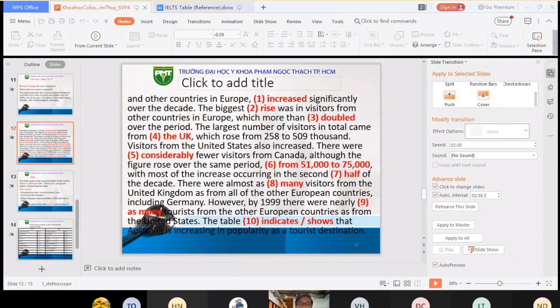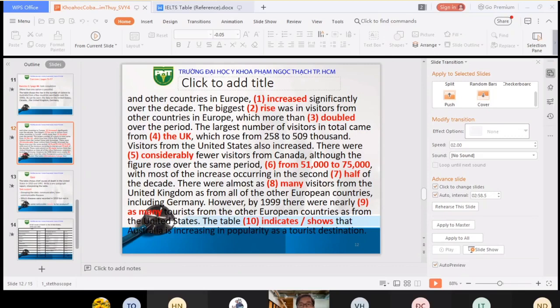So number one, increase, right? Instead of using increase, you can use rose, or climbed, went up. You can even use strong verbs like soar, or rocketed. Remember the verbs soar and rocketed can be used to show big increases. Number two, the biggest rise or the biggest growth, the biggest increase, right?